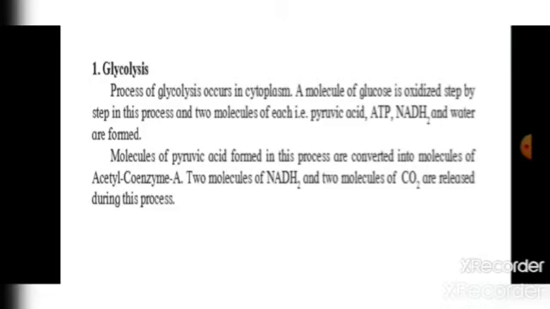Now, what do you mean by glycolysis? In glycolysis, a glucose molecule is oxidized step by step into two molecules each of pyruvic acid, ATP, NADH, and water. This process takes place in the cytoplasm. Pyruvic acid formed during glycolysis is converted into a molecule of acetyl coenzyme A and two molecules each of NADH2 and CO2.